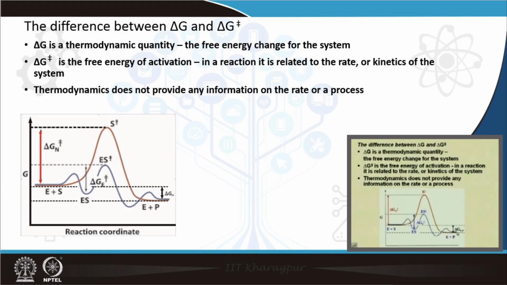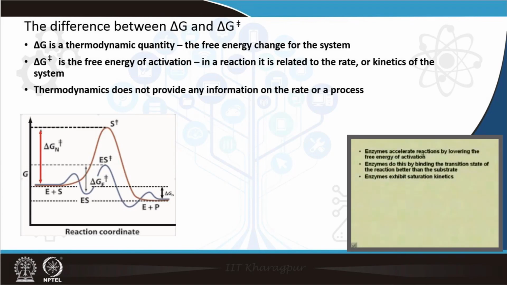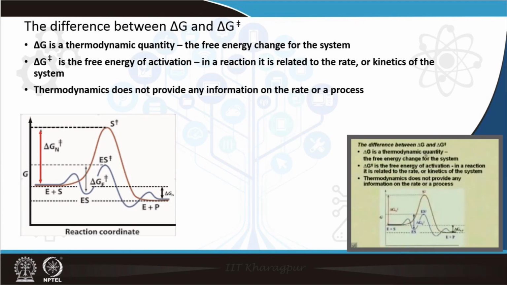What is this delta G? This is the free energy change for the system. It is a thermodynamic quantity. It is the free energy change for the system. But the delta G dagger that we have here, what is that?